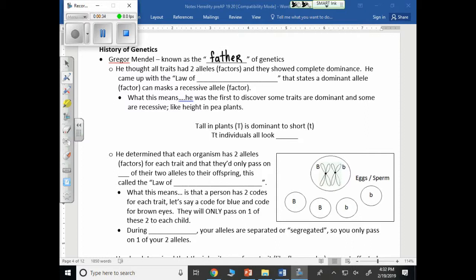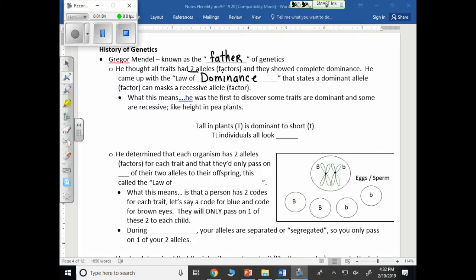One thing that he figured out, and that you now have memorized, is that for some traits, one allele is dominant to the other. He called that the law of dominance. He basically thought that all individuals had two alleles for every trait, and he called them factors. We didn't have the word allele yet. There were two factors for every trait, and one can cover up the other one. So he created this law of dominance.